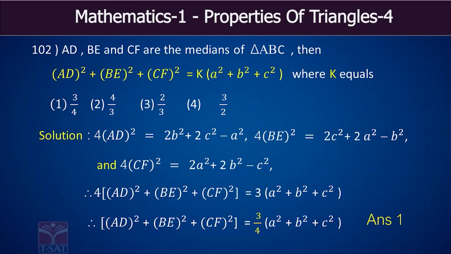So therefore, adding, you will get 4 into AD square plus BE square plus CF square is equal to 3 into A square plus B square plus C square.